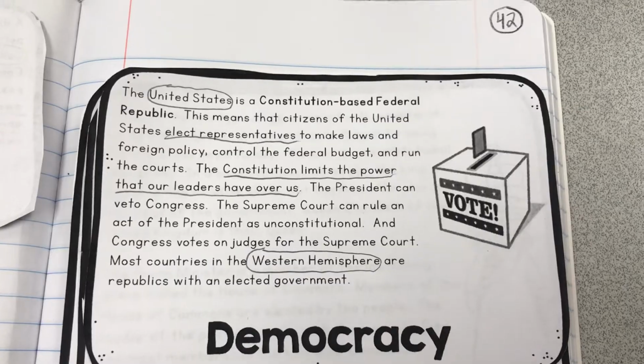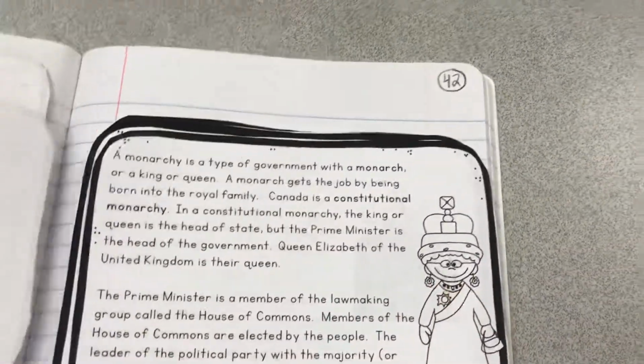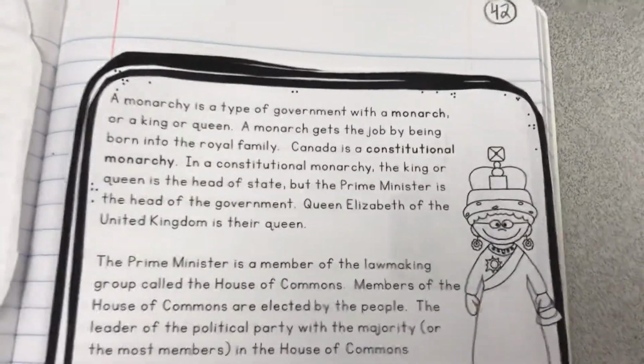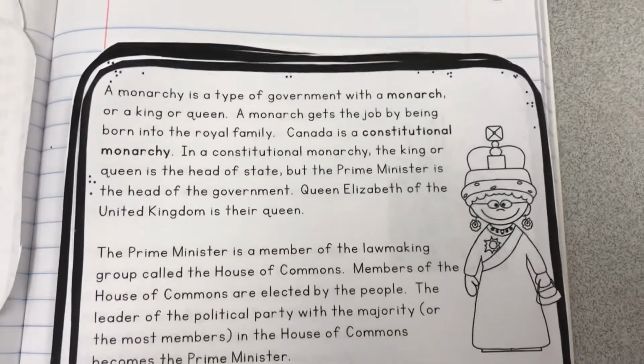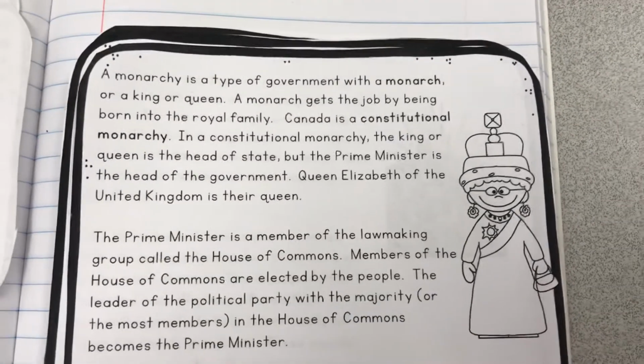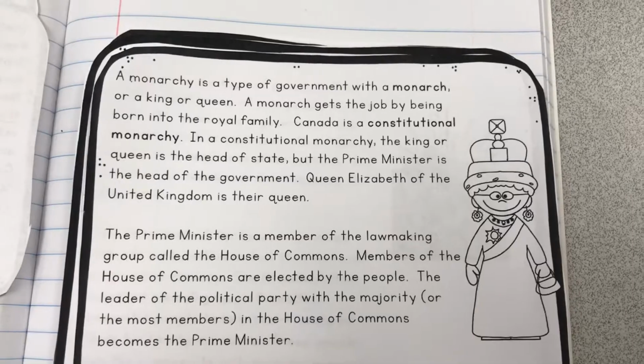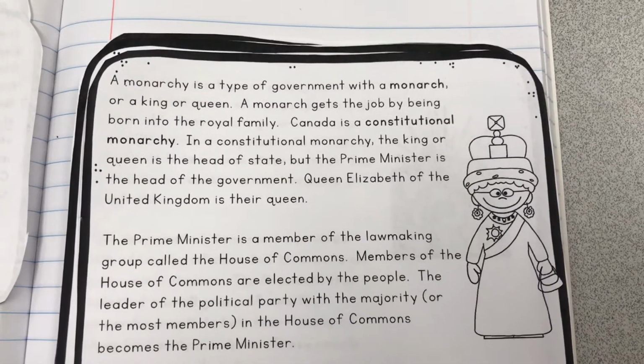And that's a democracy. All right, let's take a look at a monarchy. Obviously, I have to read this in a British accent. A monarchy is a type of government with a monarch, or a king or queen. A monarch gets the job by being born into the royal family.